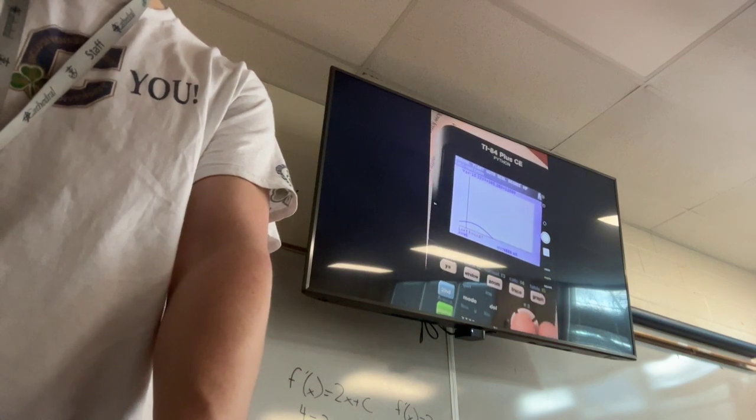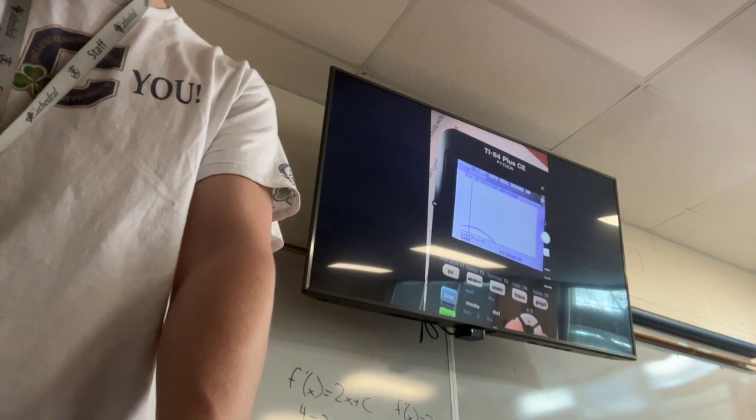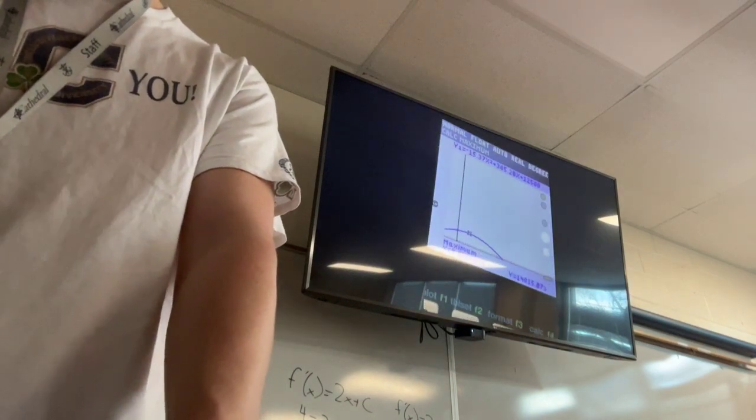Think you can find the max? How do I find the max? Second trace. I want the maximum option. For left bound, hold down one of your left or right arrows so you can see the cursor. We want to put the cursor somewhere to the left of that maximum, that hill. Hit enter. And then move my cursor somewhere to the right of that hill. Hit enter. And then when it says guess, don't hit the arrow keys. Just hit enter one more time. Boom.